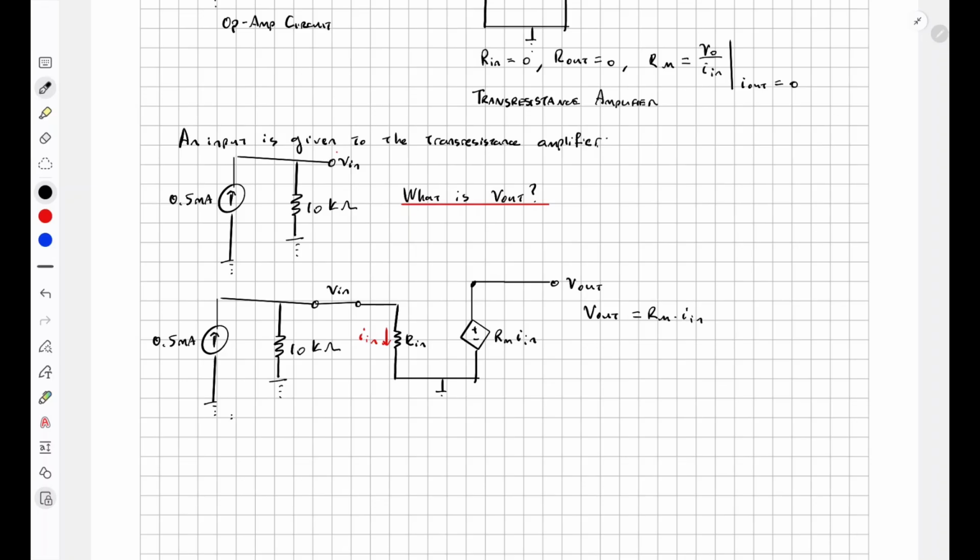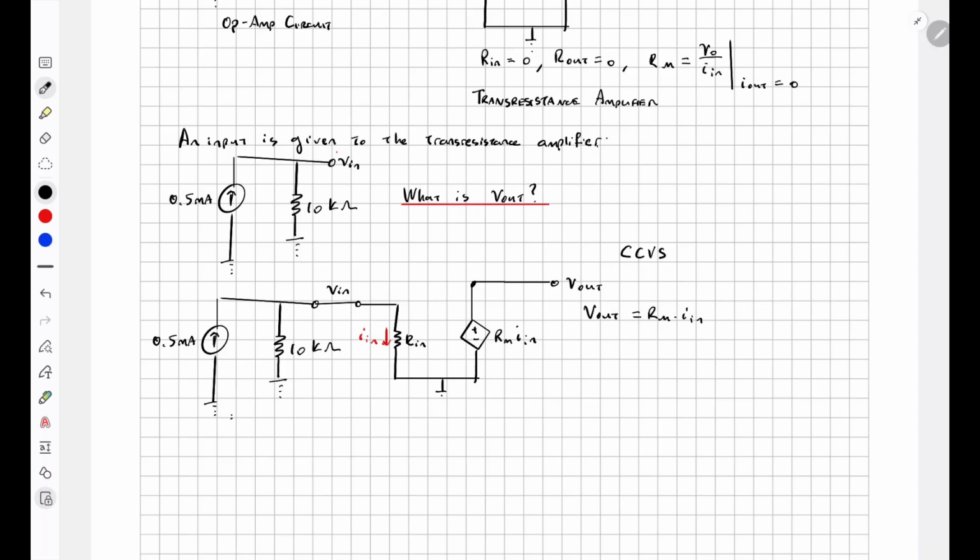What is happening is the trans-resistance amplifier measures the current going through this resistor there, multiplies it by a number called Rm, and produces this output voltage called Vout, which is equal to Rm times In. So this is a current controlled voltage source.